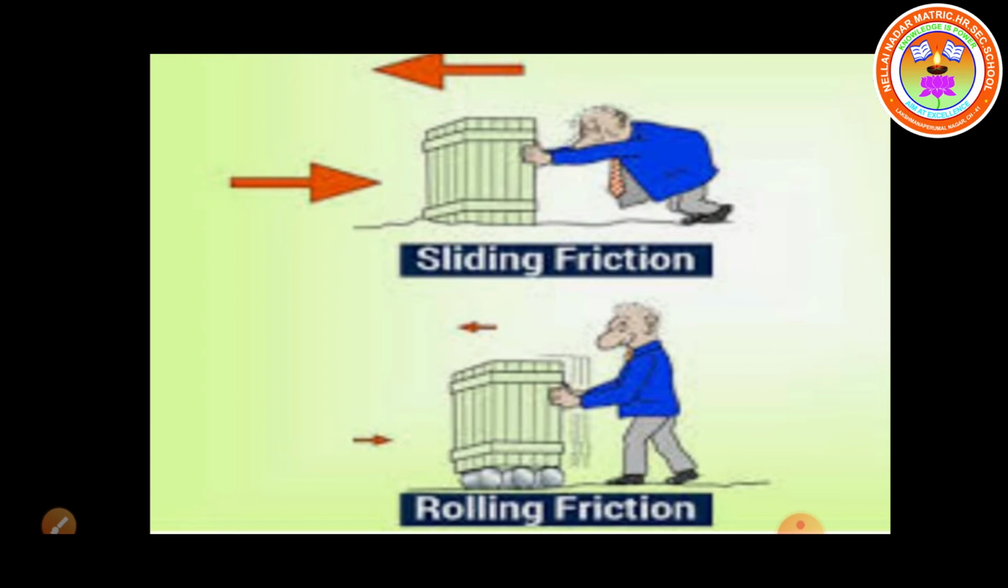When a body slides over the surface of another body, the friction acting between the surfaces in contact is called sliding friction. Look at the picture also. And see the next figure also, this is a rolling friction example. When a body rolls over another body, the friction acting between the surfaces in contact is called rolling friction. So the rolling friction is less than the sliding friction.